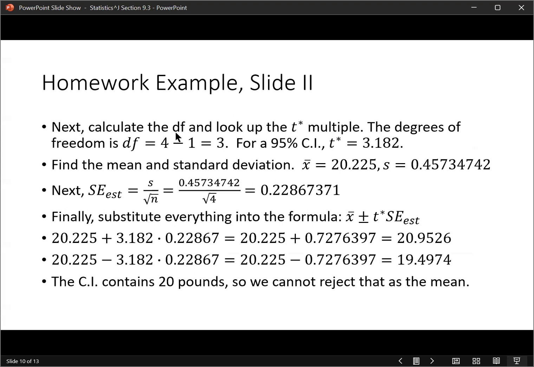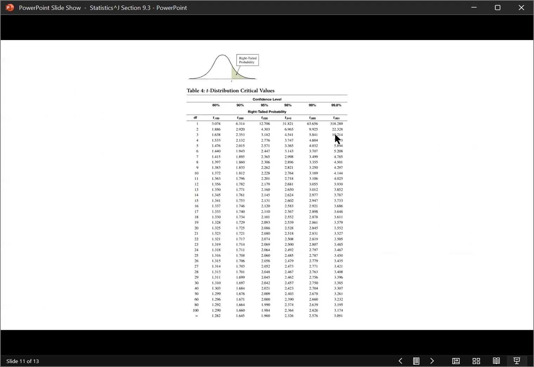First, we're going to calculate the degrees of freedom and look up the T star multiple. The degrees of freedom is the sample size minus 1, so it's going to be 3. And then for a 95% confidence interval, the T star. Okay, how do you look this up? There's a table on the next page. I know the table is really small, but if you go to degrees of freedom 3, you might not be able to see it. If you can't see it specifically, you can just Google a T distribution critical value table. But if you can see it, 3 degrees of freedom, 95% confidence interval, 3.182, right?